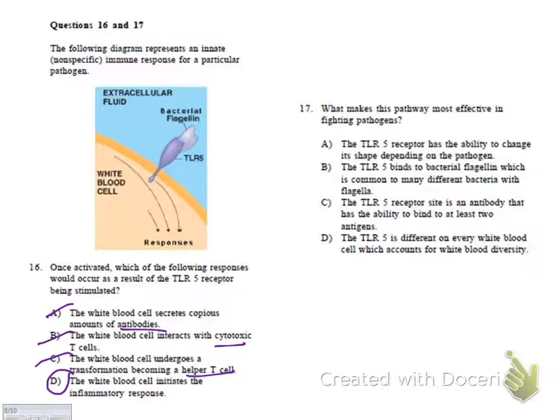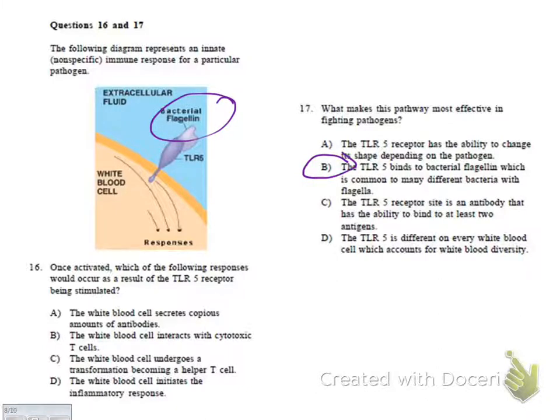On 17, what makes this pathway most effective in fighting pathogens? Okay, well on this one we're still talking about innate. I don't know if you would have known this one. 17, the correct answer is B, the TLR5. It is a receptor that allows it to bind to the flagellum. And you can see that in the picture. That was kind of a hard one.